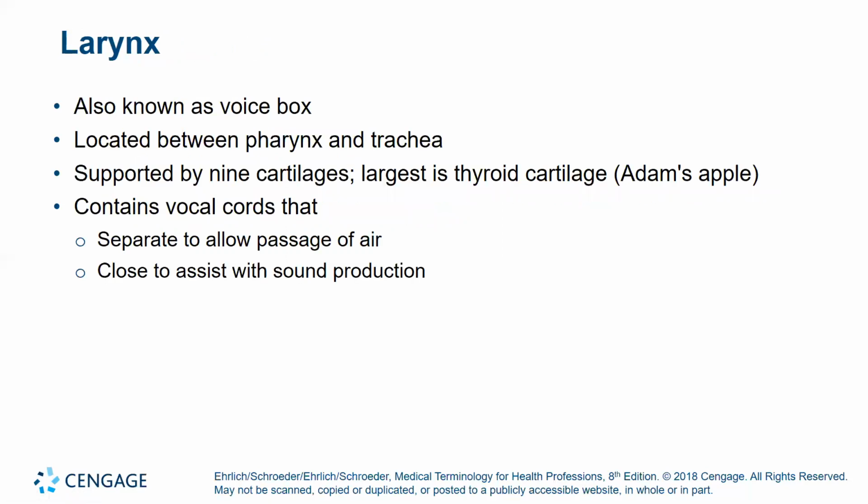The larynx, also known as the voice box, is located between the pharynx and trachea. It contains vocal cords that separate to allow passage of air and also close to assist with sound production. It is supported by nine cartilages. The largest is the thyroid cartilage, known as the Adam's apple.